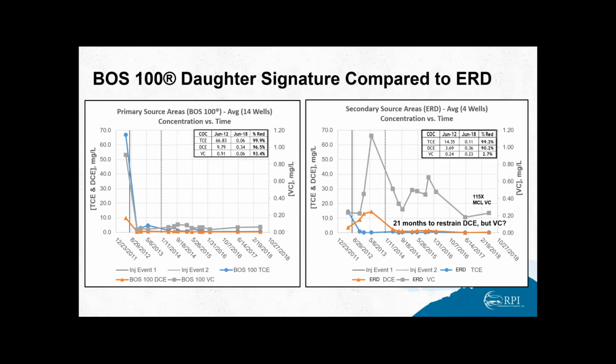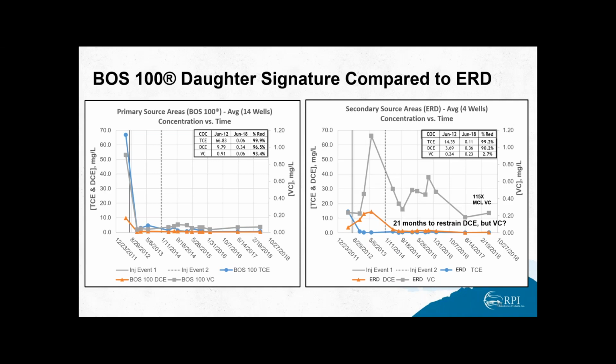Notice the low DCE and VC, vinyl chloride, levels for the BOS 100. They're all less than 10 milligrams a liter. Also notice that the BOS 100 started at a TCE concentration that is 4 times higher than the concentration for the EDR reaction. These samples are from the same site. They're obviously not from the same wells, so I can't really tell you that this is a perfect comparison. It's the comparison I have.